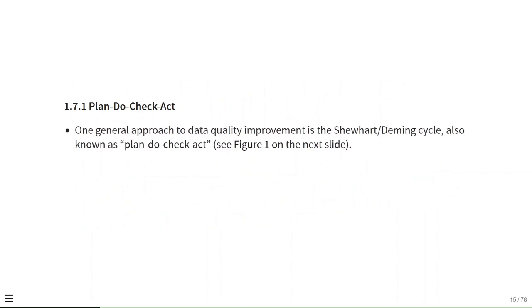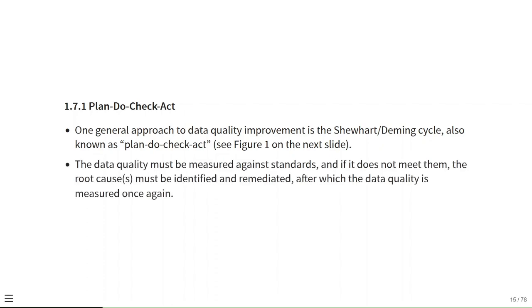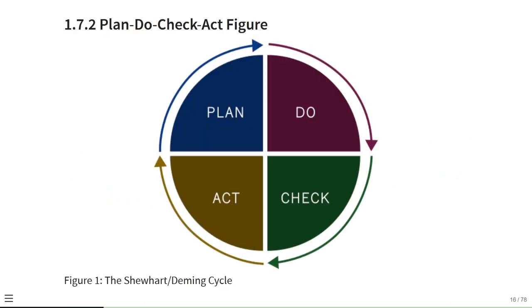One general approach to data quality improvement is the Shewhart-Deming cycle, also known as Plan, Do, Check, Act. We will see an example of the figure on the next slide. The data quality must be measured against standards, and if it does not meet them, the root cause or causes must be identified and remediated, after which the data quality is measured once again. And here we see an example of the Shewhart-Deming cycle.